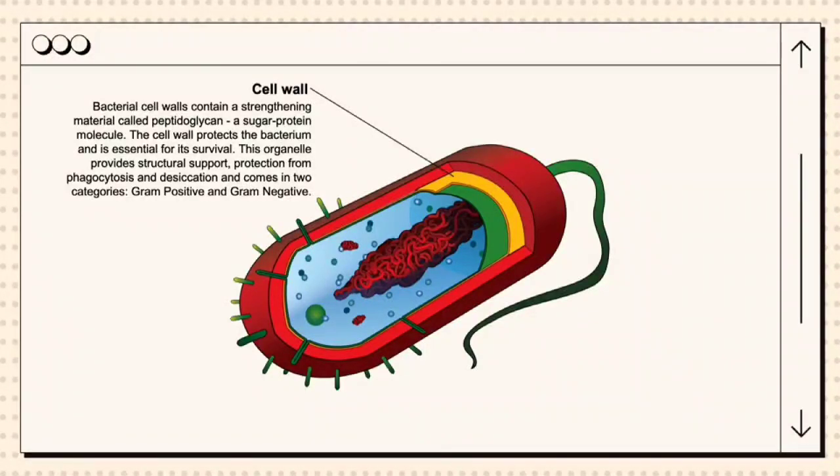This organelle provides structural support, protection from phagocytosis and desiccation, and comes in two categories, gram-positive and gram-negative. Gram-positive cells retain the purple-green stain because their cell wall structure is thick and complex enough to trap the stain. Gram-negative cells lose this stain because the wall is much thinner. A diagrammatic representation of each type of cell wall is given opposite.